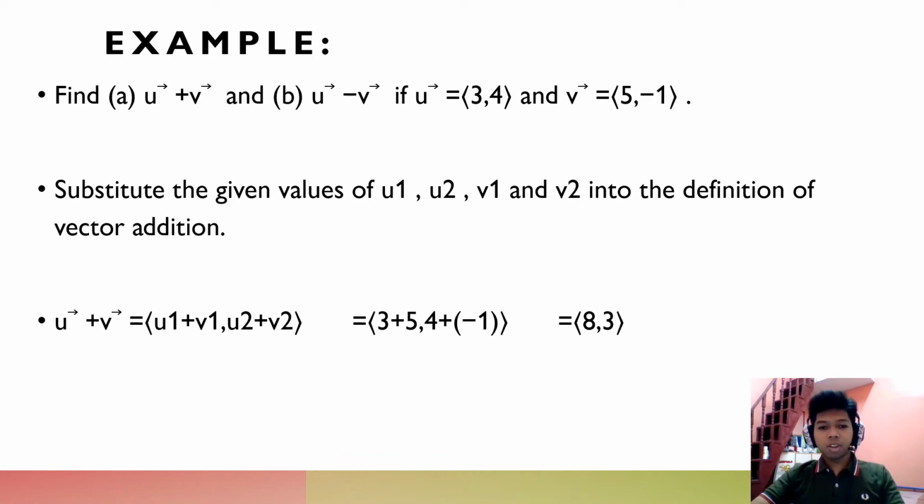Substitute the given values of u1, u2, v1 and v2 into the definition of vector addition, which is u plus v equals (u1 plus v1, u2 plus v2), equals (3 plus 5, 4 plus -1). The answer is (8, 3).